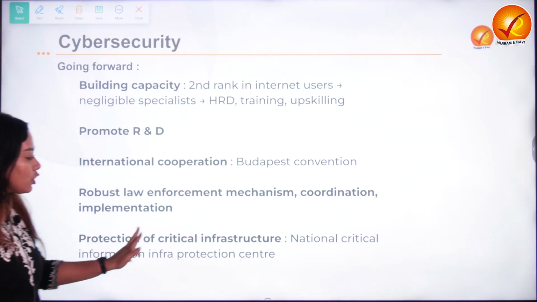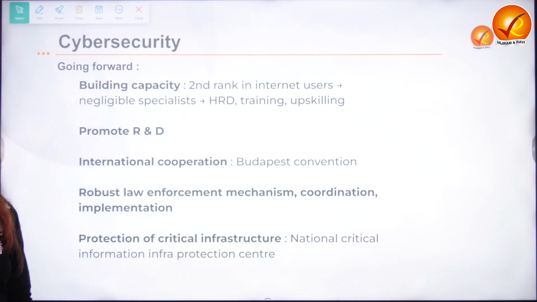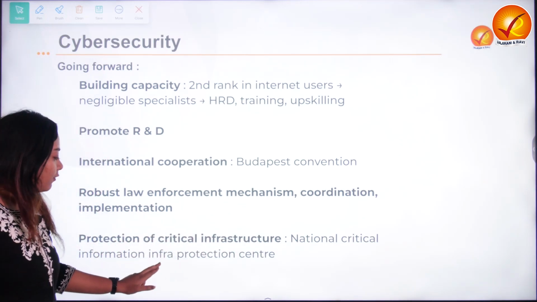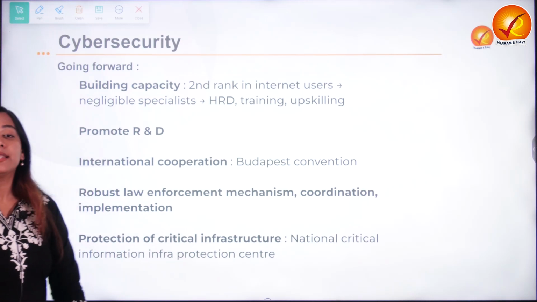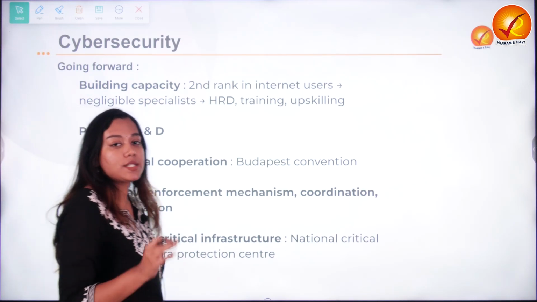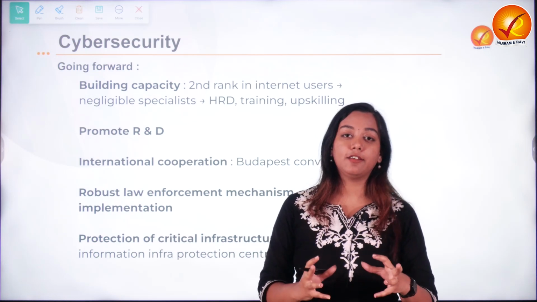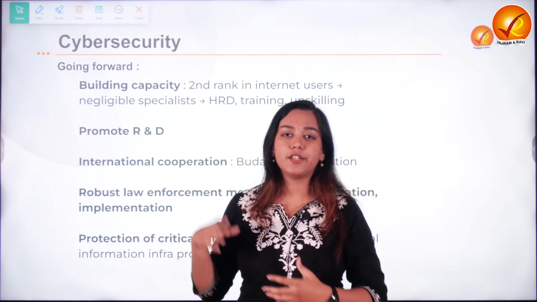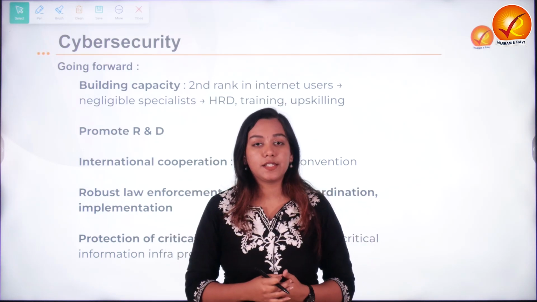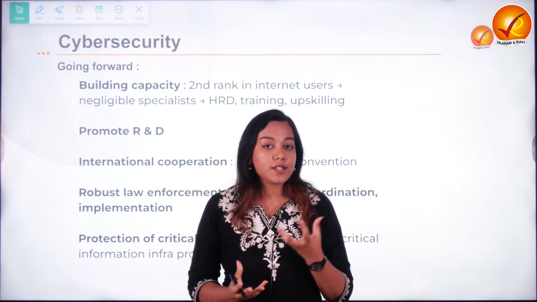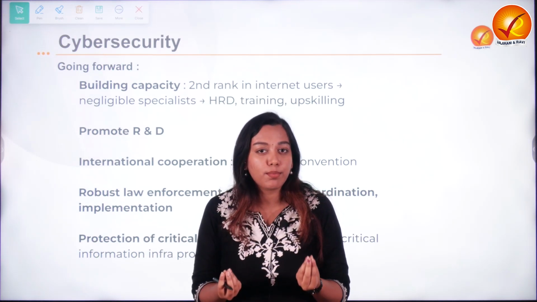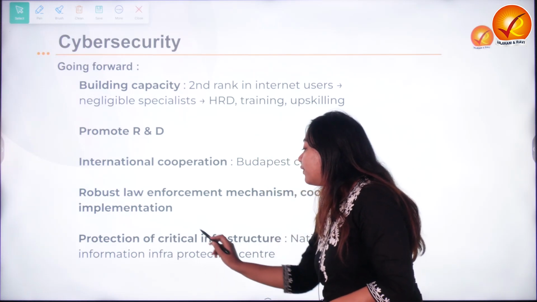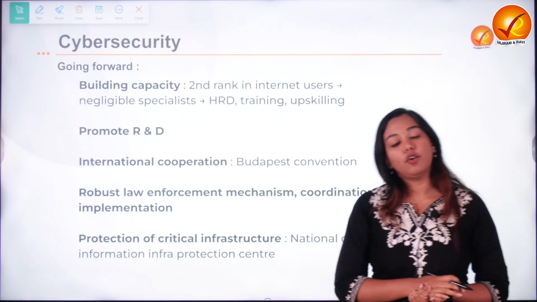Next is protection of critical infrastructure. What do we have in place right now? We already have the National Critical Information Infrastructure Protection Center. This is specifically dedicated to securing our critical infrastructure. If critical infrastructure falls, the entire economy of the country can fall. For example, the power grid lines, the nuclear power plants, the defense areas, etc. So there, the security of data and of the cyber systems is of utmost importance for robust national security. Therefore, taking care of critical infrastructure in particular is of dire importance.